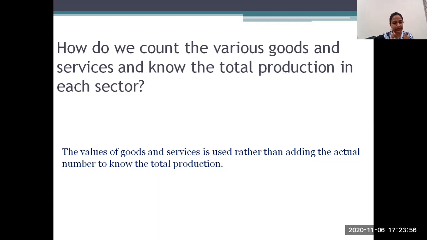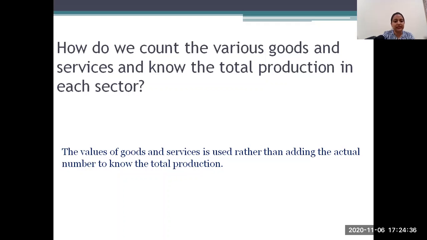Now for example, if 10,000 kgs of wheat is sold at rupees 8 per kg, the value of wheat is rupees 80,000. The value of 5,000 coconuts at rupees 10 per coconut will be 50,000. Similarly, the value of goods and services in the three sectors are calculated and then added up. Now remember, there is one precaution one has to take. Not every good that is produced and sold needs to be counted. It makes sense only to include the final goods and services.